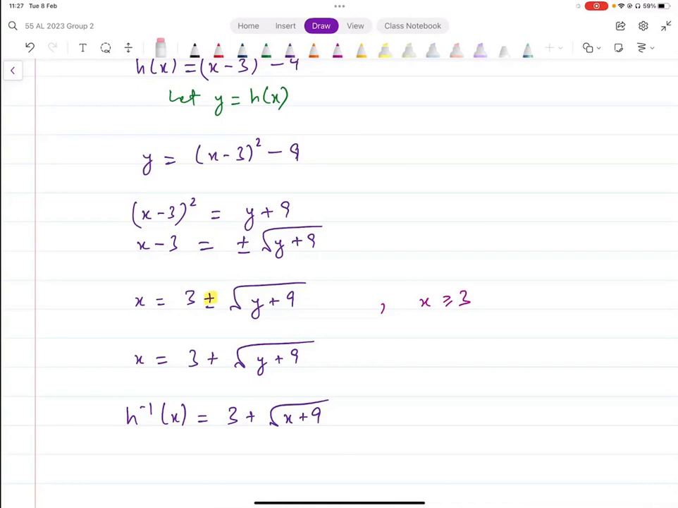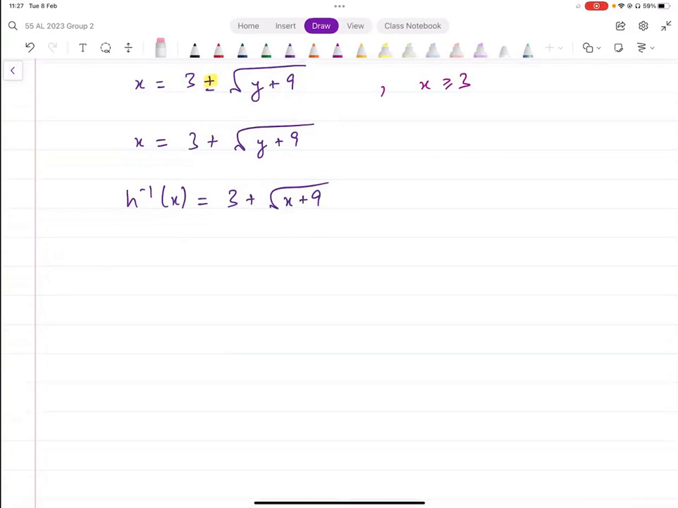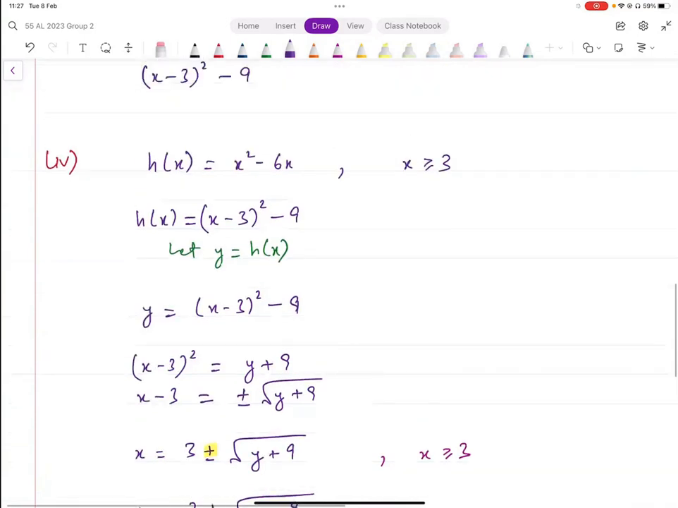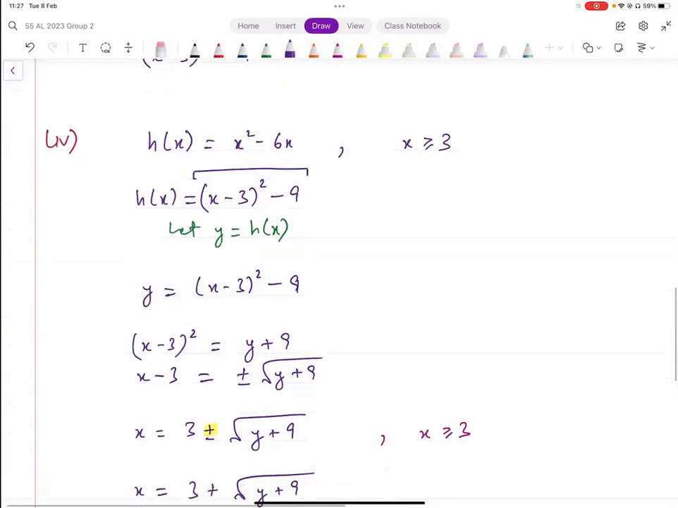Inverse function की जो domain होगी वो original function की range होगी. So range of h of x, यहाँ पे function जो है वो h है, is going to give us the domain of h inverse of x. Now, what's the range of h of x? We have this function x minus 3 whole square minus 9.